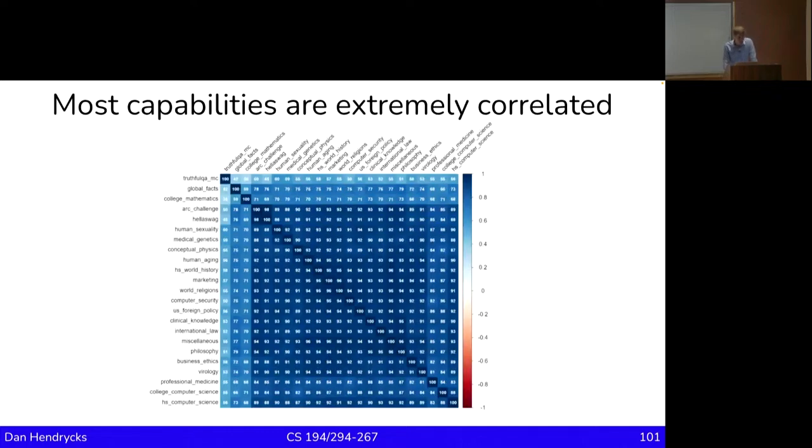I'd also like to comment that I want to reflect a bit more on, and then I'll wrap up, the general structure of general capabilities. Most capabilities are extremely correlated. If you take something like medical genetics, that's going to be very correlated with business ethics. So when you're thinking this safety goal is distinct from general capabilities, no. Very different seeming things for these models are actually extremely correlated. An improvement on one tends to lead to some strong improvement on the others.